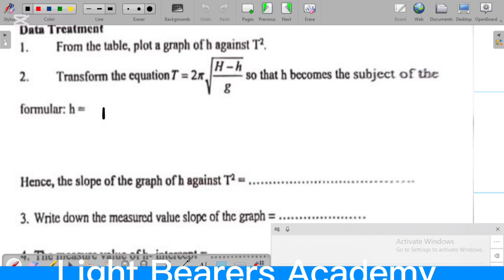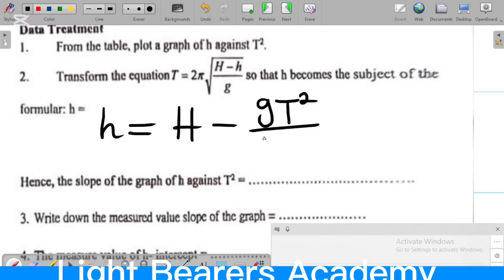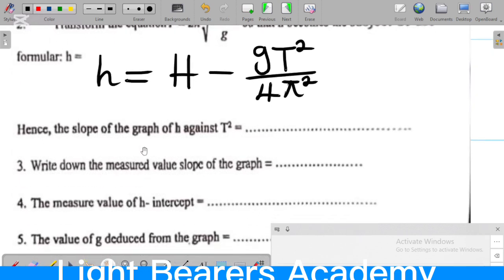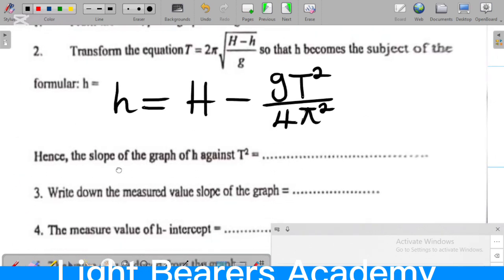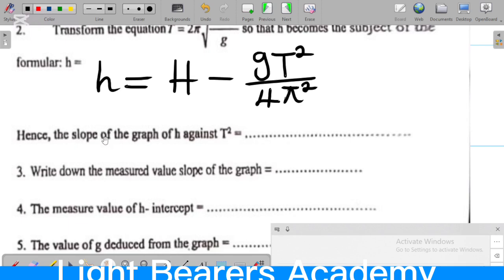So this is the formula for h. Therefore, h is equal to capital letter H minus gT squared all over 4 pi squared. This is the formula for small letter h. It says, hence, the slope of the graph of h against T squared is equal to what? We are asked to find the slope of the graph plotted.